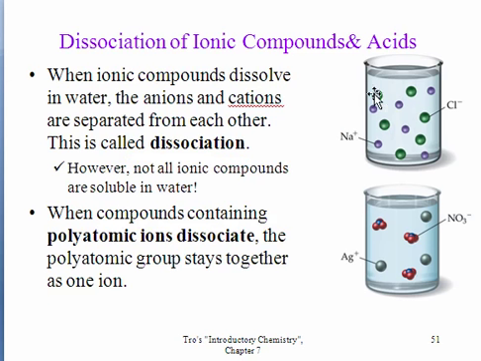Now, ionic compounds and acids do something known as dissociation when they dissolve. What this means is they break apart into the ions that make them up. Now, not all ionic compounds are soluble in water, but if they are soluble, they're going to break apart into the ions. Now, when polyatomic ions dissociate, they retain the integrity of the polyatomic structure.